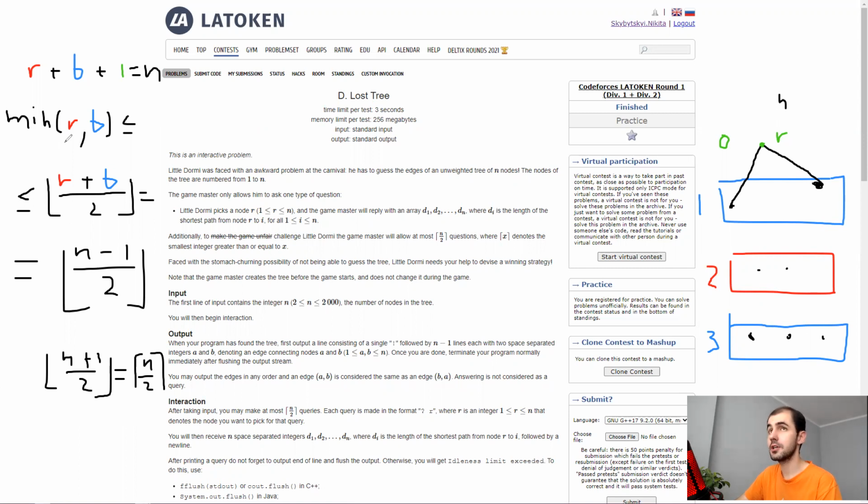Of course, this is an upper bound, so we don't always use all our queries, in case we picked a lucky root, such that the number of, let's say, red vertices is much smaller than the number of blue vertices. But in general, that was a really nice problem.